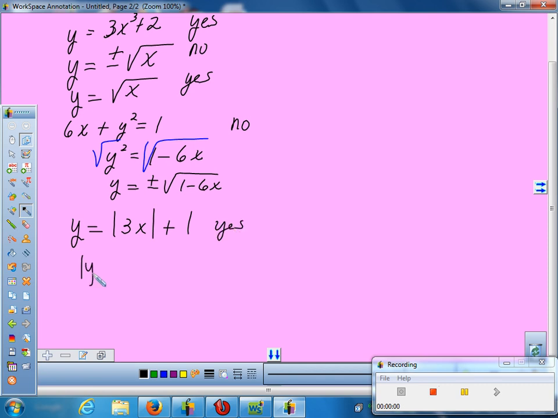Okay, what if I did this? Absolute value of y equals 8 minus 3, or 5. What are the possible answers y could be if the absolute value of it equals 5? Yes, y could equal negative 5 or y could equal positive 5. So therefore, is it a function? No, because you can get two answers for y. So, an absolute value on the x is okay. Absolute value on the y? Not okay.